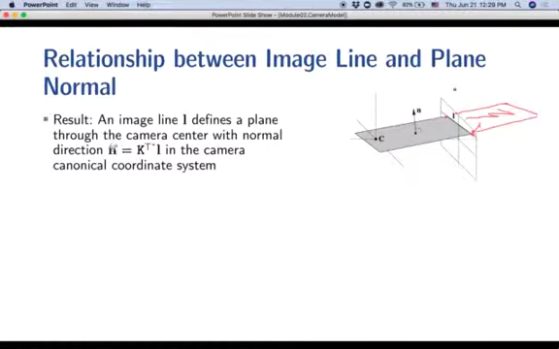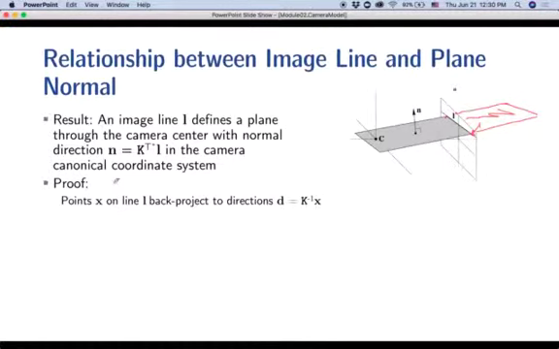Okay, so my claim is that the normal of that plane is given by K transpose L in the camera canonical system, if I'm working in the camera canonical coordinate system. Again, I've made a claim that I can directly find the normal of the plane defined by the back projection of the line L, and the normal is given by K transpose L. So let me prove it.